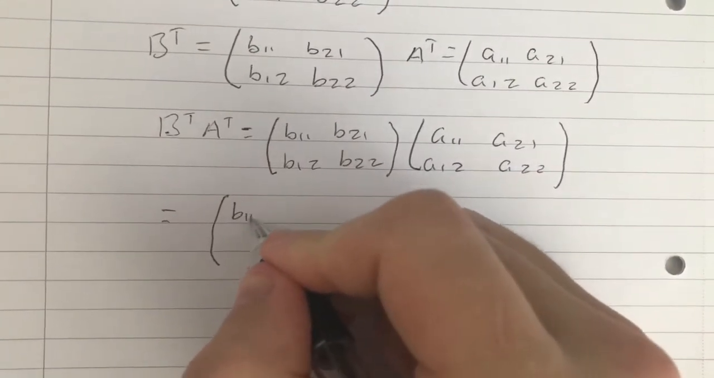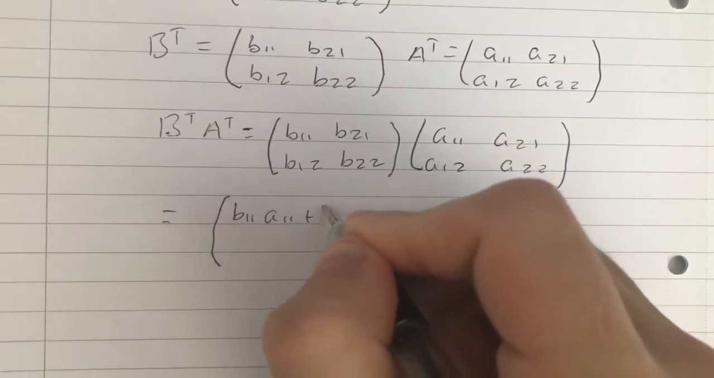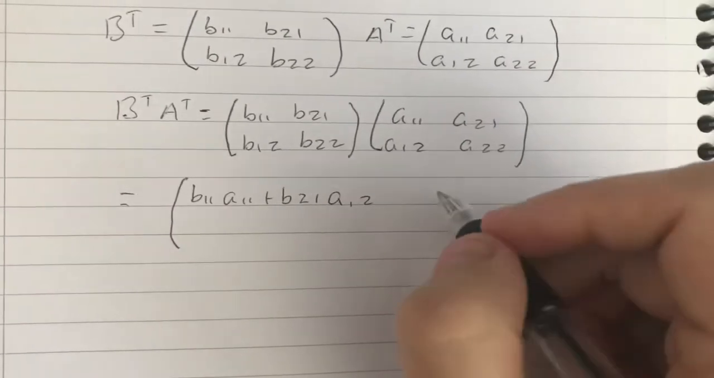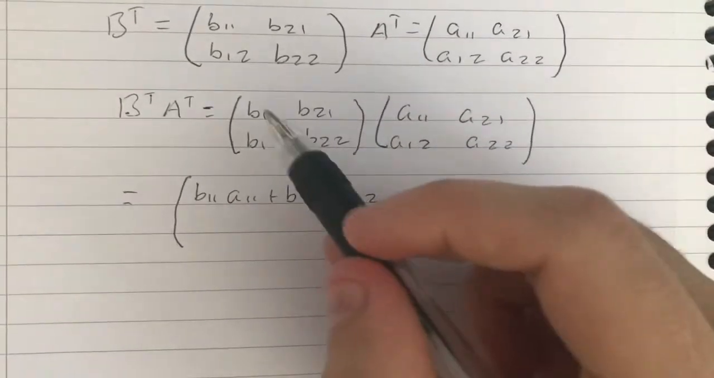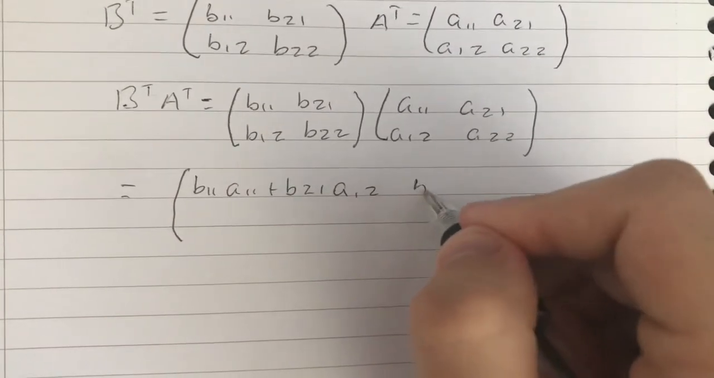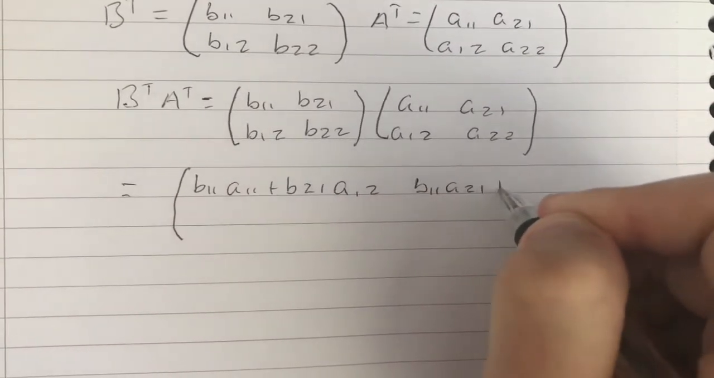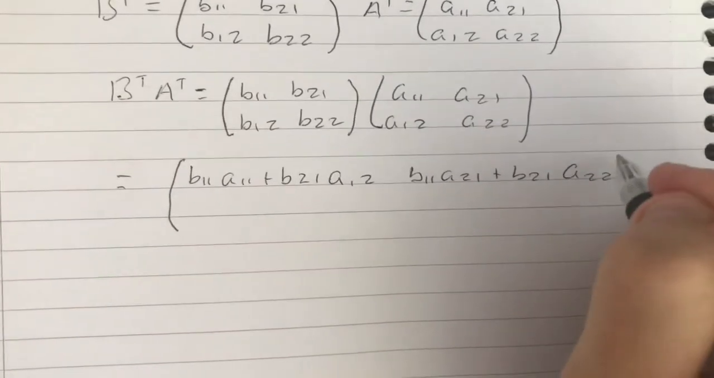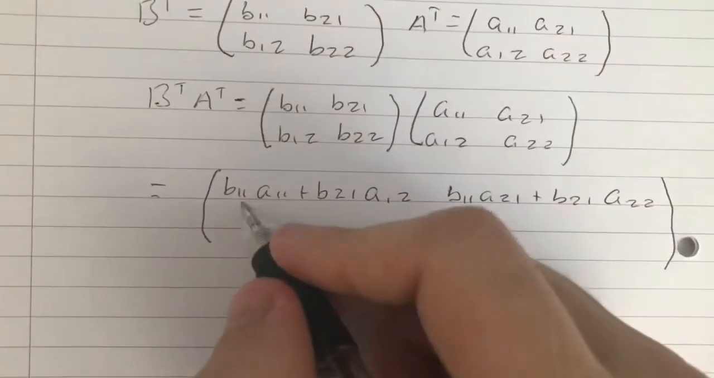So in this one we get B11, A11 plus B21, A12. For the next component, we're on the first row, so we go across the first row here and then put the second column. So we get B11, A21 plus B21, A22, and that should give us enough room now.